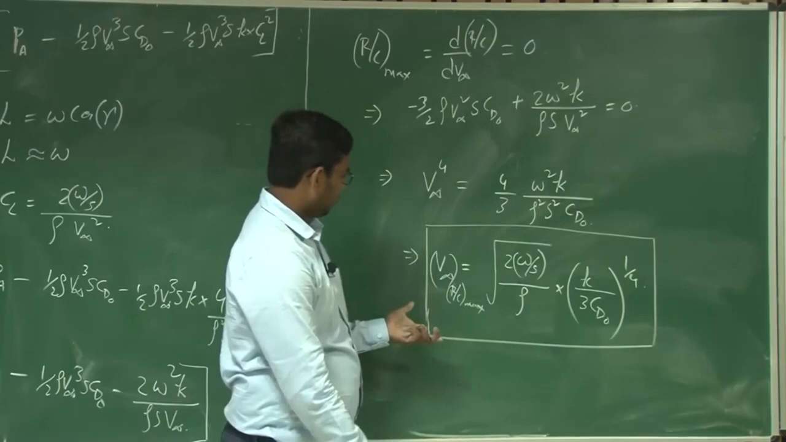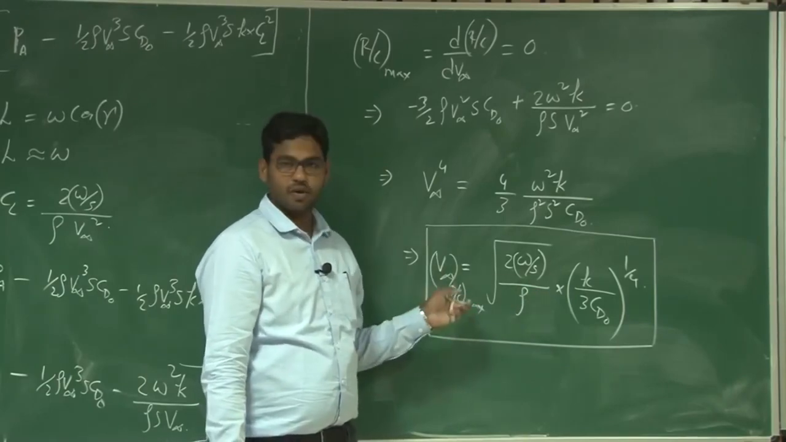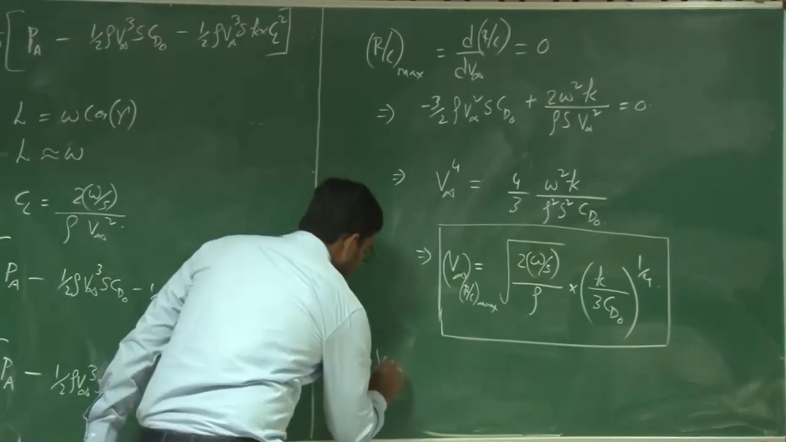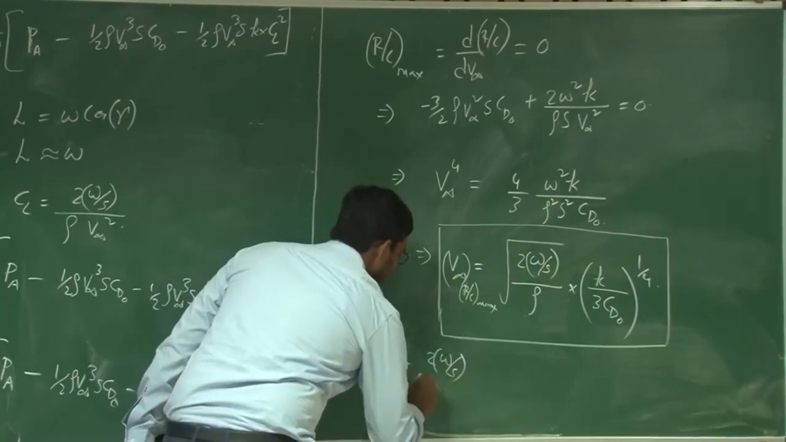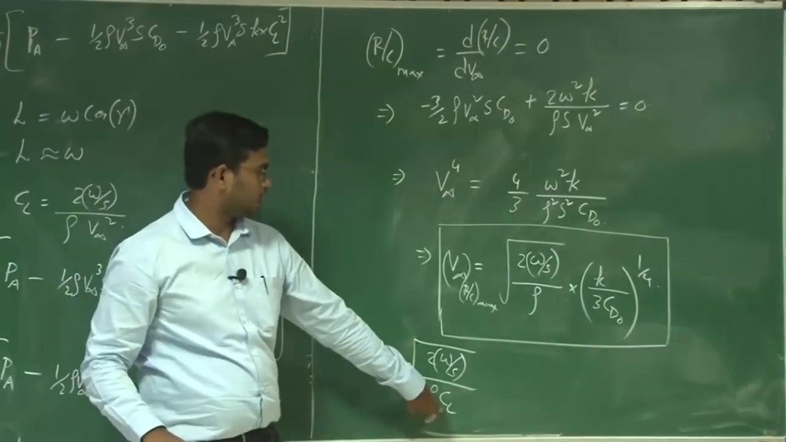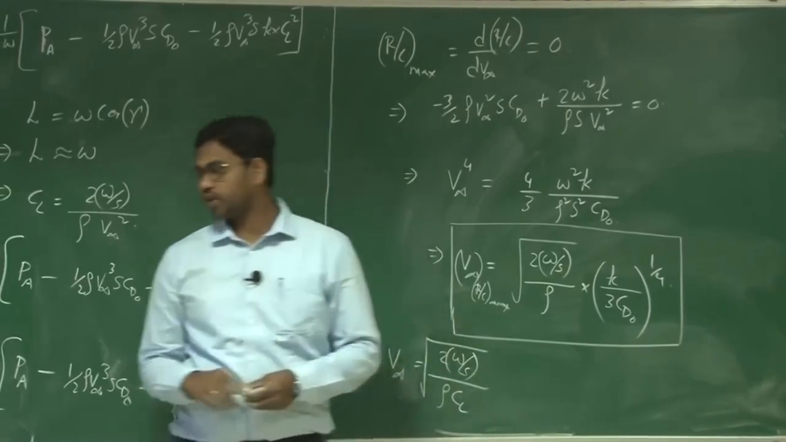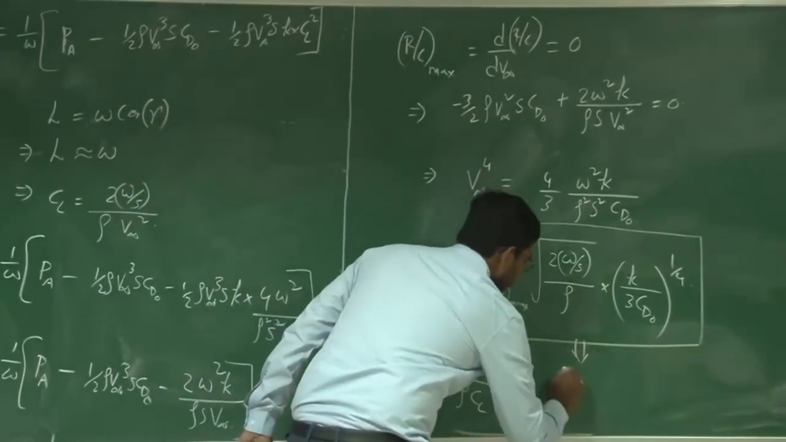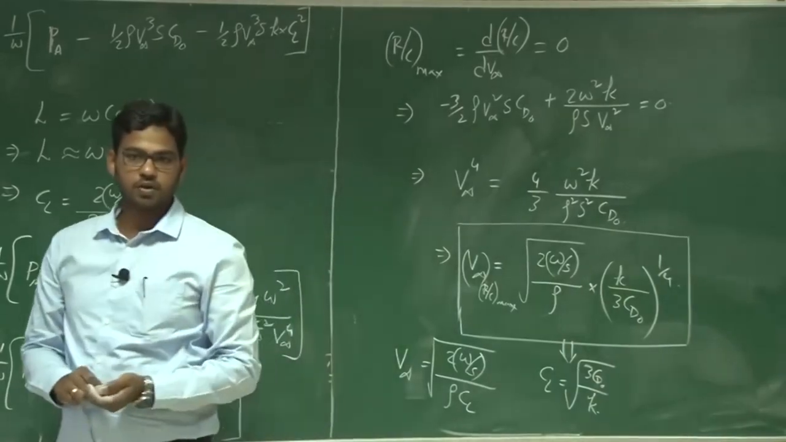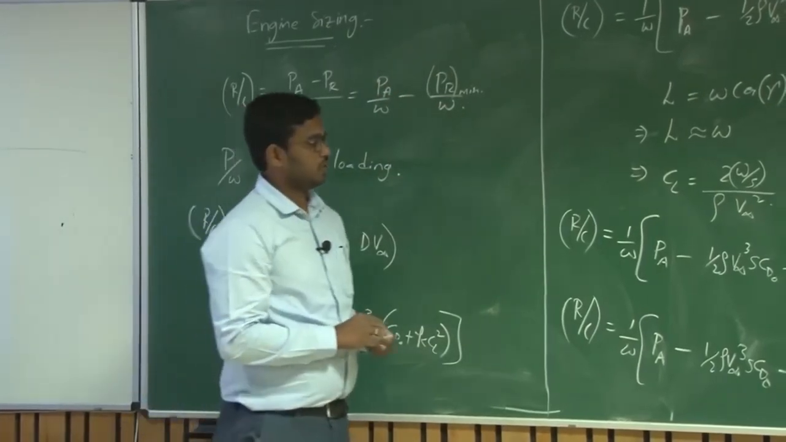Do you remember this equation? So what is in general the velocity during the flight, either climb or cruise? Let us say in cruise. What is the corresponding velocity of flight? It will be square root of twice the wing loading by rho into the corresponding CL of flight. So here you can see this CL is square root over 3 CD naught by K, and this velocity is the minimum power requirement velocity.